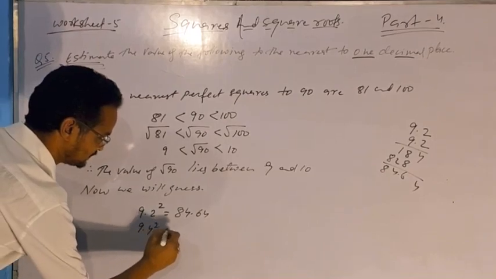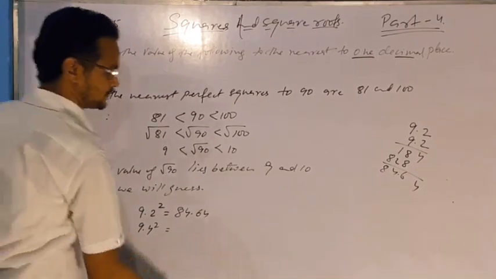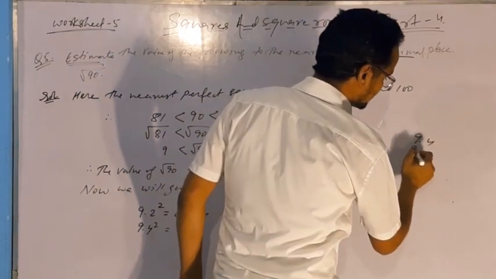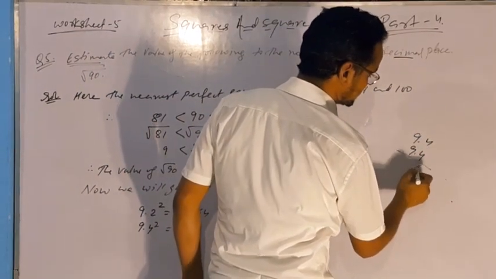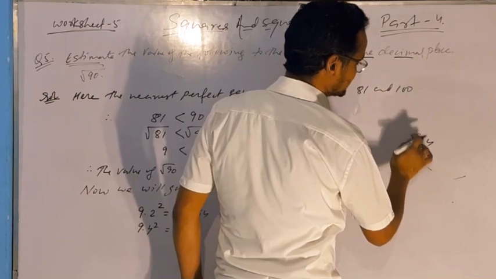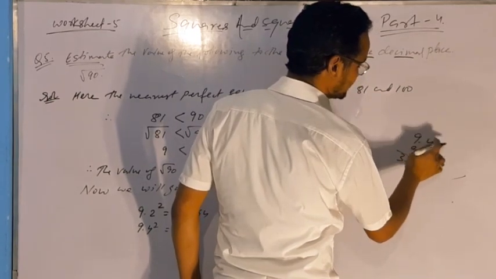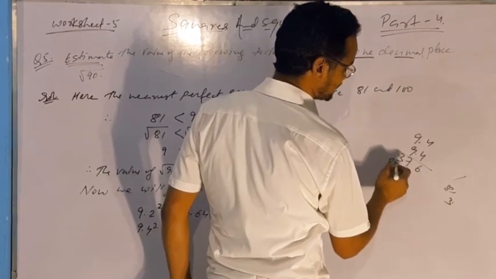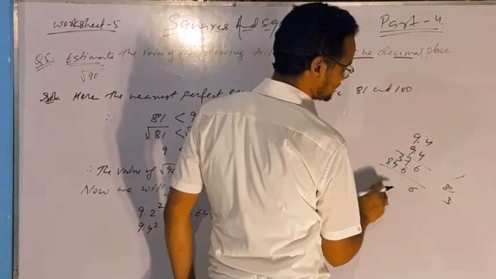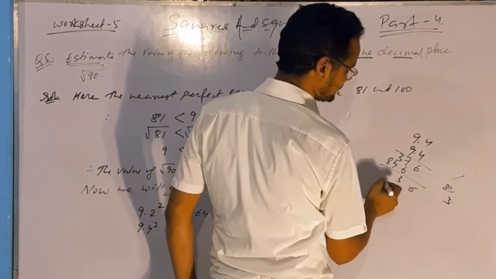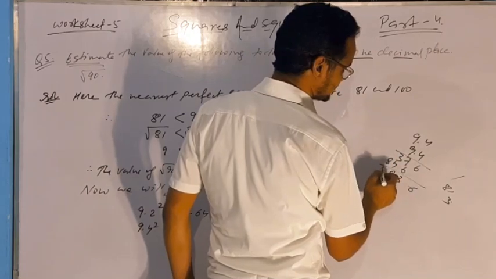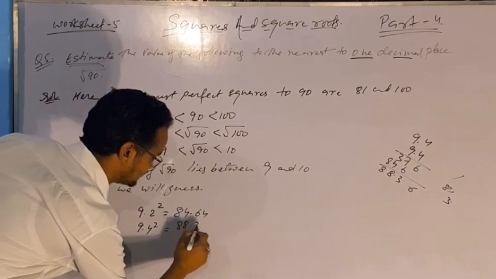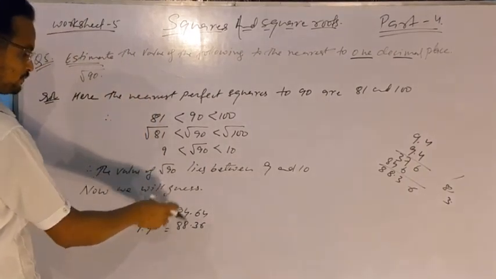9.4. Let it be 9.4 squared. Now multiply 9.4 by 9.4. 4 times 4 is 16 and 1, 4 times 9 is 36, 37, 9 times 4 is 36, 6, 7, 3, 9 times 9 is 81 and 3 is 84. This is 88.36. 88.36 is also less than 90.